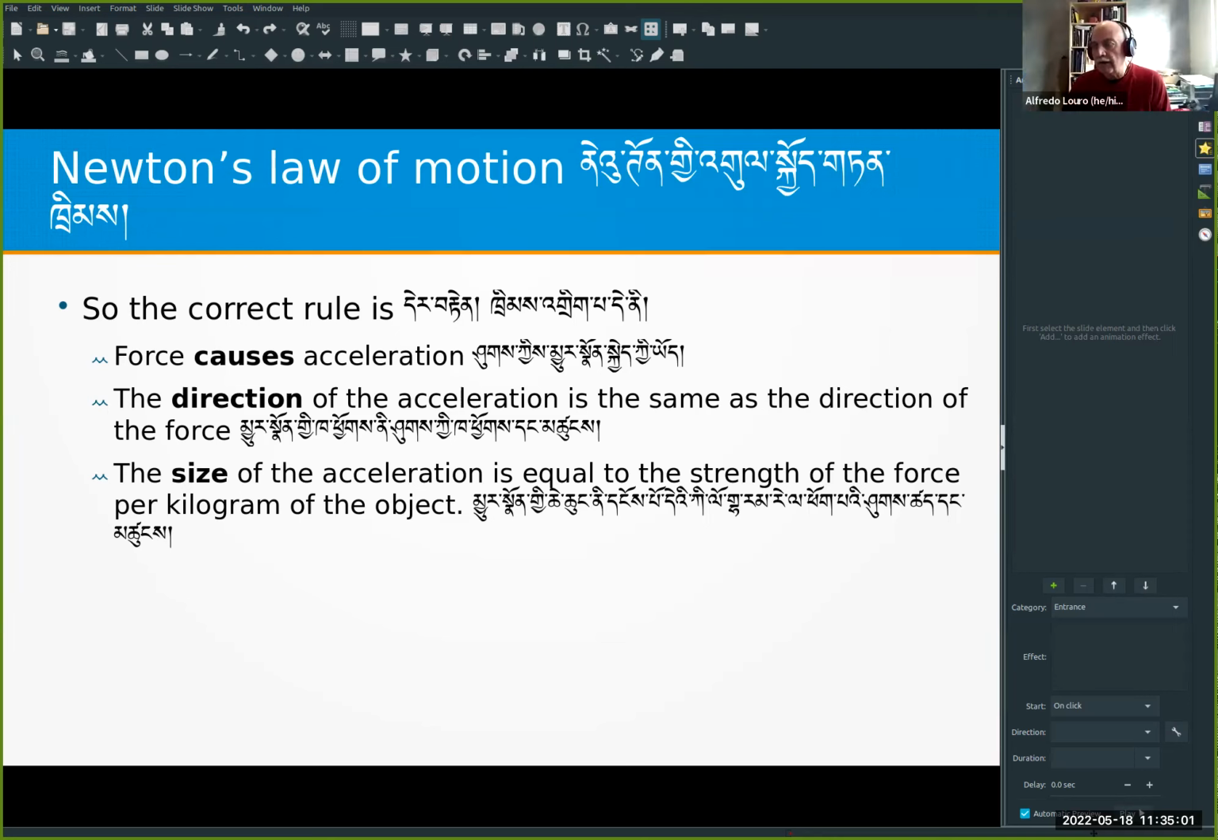Newton said force causes acceleration, and the acceleration is equal to the force per unit mass, per kilogram, of the object.